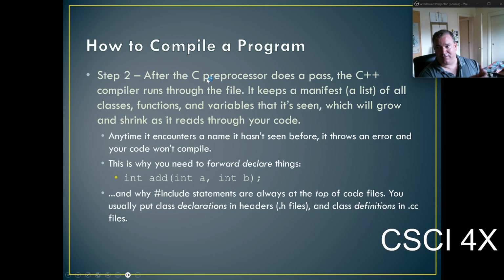Okay, so after the C preprocessor does its pass, the C++ compiler runs through the file. And mostly what a compiler does, the most important thing that a compiler does, is it keeps track of which functions and which variables exist and what's up with them, right? So if you say integer x, you know that there's a variable named x and it's of type integer. If you have a function called add, this add function here takes 2 integers as parameters. The names actually don't matter. It takes 2 integers as parameters and it returns an integer.